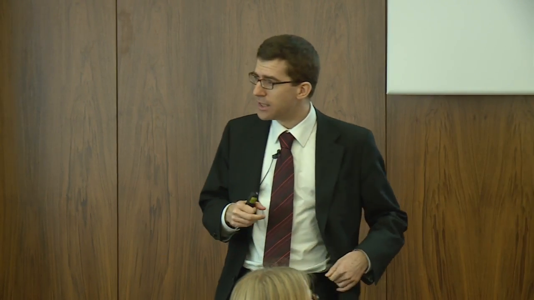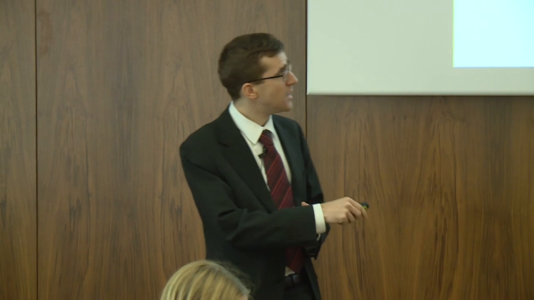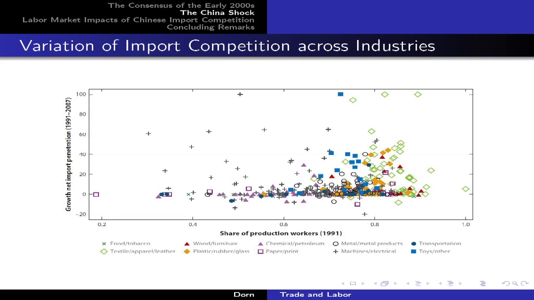Another feature that we once again see repeated here is the fact that import growth from China has been much, much larger than US export growth to China. This graph here shows on the vertical axis the net import growth, that is growth of imports minus growth of exports, and you see that almost all industries are on the positive side, so almost everywhere there has been more growth of imports than growth of exports.